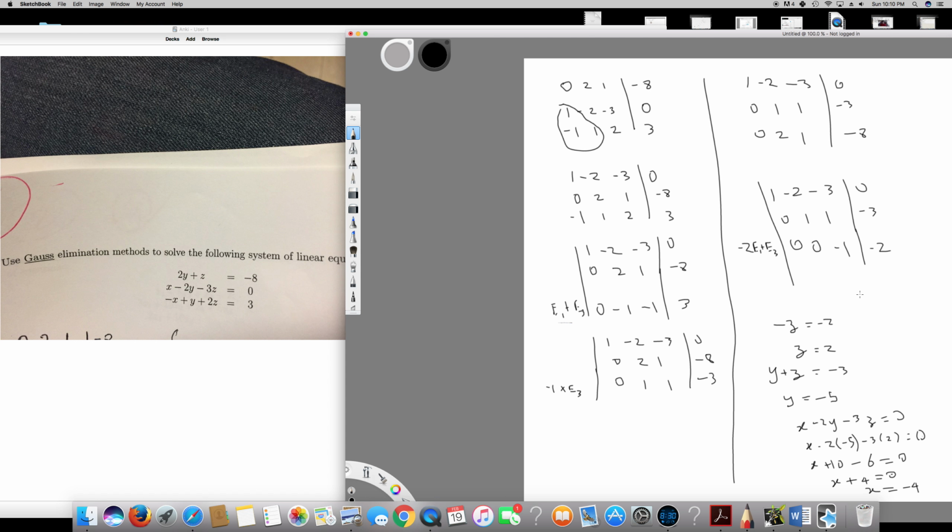So we have found all the values. Now we have to write it in terms of this one: minus 4, comma, minus 5, comma, 2, and this system has a unique solution. It's better to mention it, but it's okay if you don't. So this is my final answer. I hope you guys enjoyed this video.